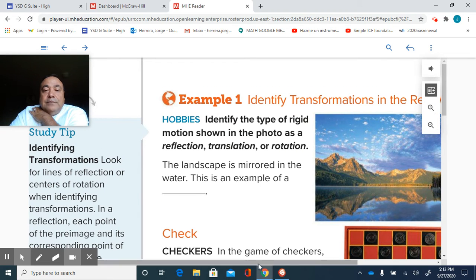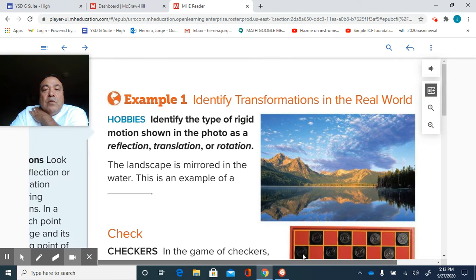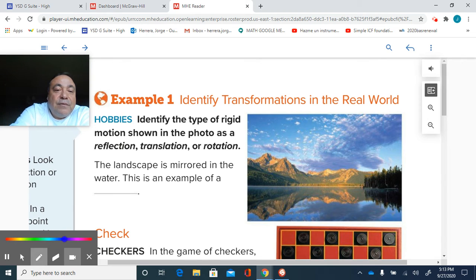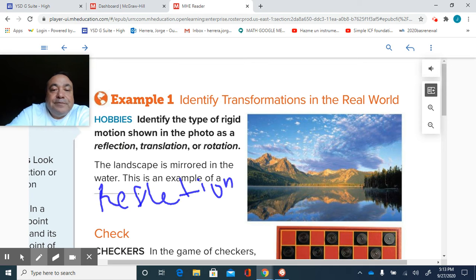In example one, they're asking us to look at these transformations in the real world. In this picture you can see the sky, and then across like a mirror, the water. It is a type of rigid motion called a reflection. It is a reflection in the water, so therefore this is a reflection, because it's like a mirror. It's really easy, guys, once you get the hang of it.